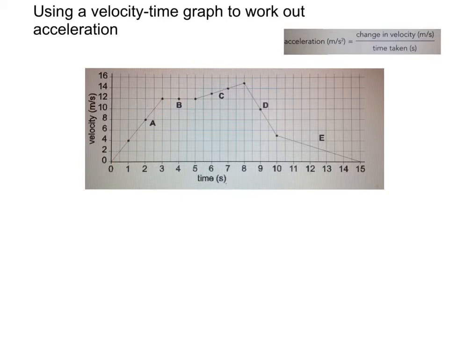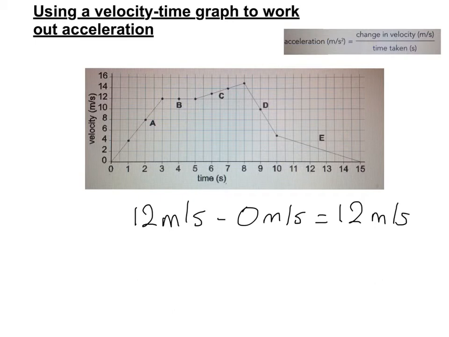So the first thing that we need to do is look at the change in velocity, and we can see here a change occurred just here before it gets into point B. So at this point here we can see that our velocity when that change occurred was around about 12 meters per second, and our initial velocity was 0 meters per second. So we can see that 12 meters per second minus 0 meters per second is equal to 12 meters per second.